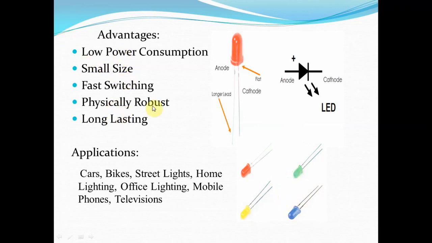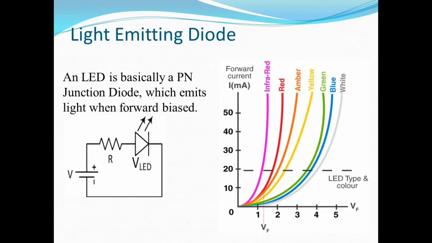Now these are some of the advantages because of which we prefer LEDs in circuits. They give low power consumption, size is very small, they have fast switching action, they are physically very robust, and they are long lasting. If you see the applications of the LED, you can see LEDs everywhere in cars, bikes, street lights, home lighting. I have listed some of the applications here, but we can make use of LEDs almost everywhere in our daily life.